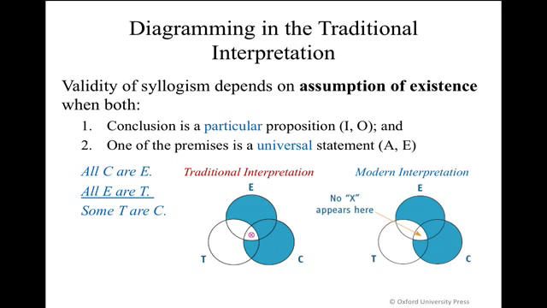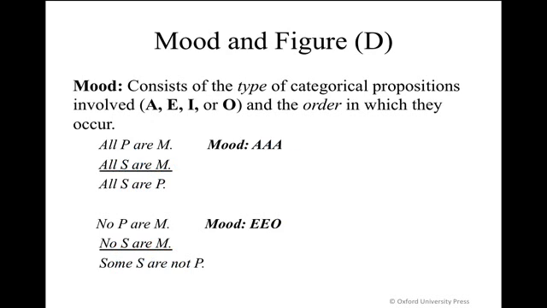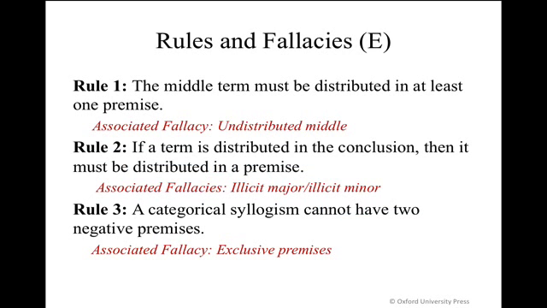Now, you're going to see one of the rules references two universal premises and a particular conclusion. Depending on what interpretation you are using, an argument is going to be valid or invalid. All right, let's go back now to the rules.